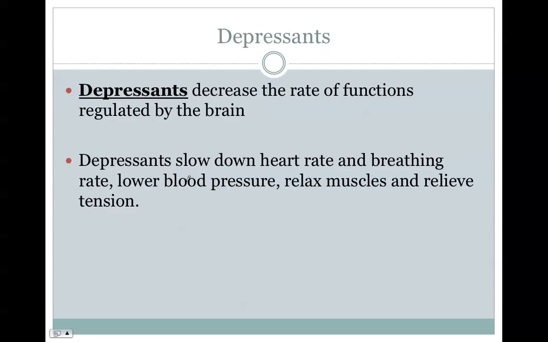Depressants decrease the rate of functions regulated by the brain. So it's going to slow down the heart rate. It's going to slow down the breathing rate. It's going to lower the blood pressure. It tends to relax your muscles and relieve tension. And so it sort of slows down every function in the body, and that's what a depressant is considered.